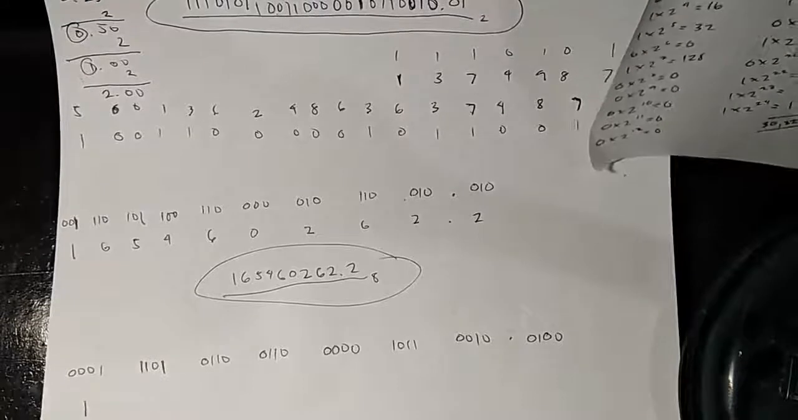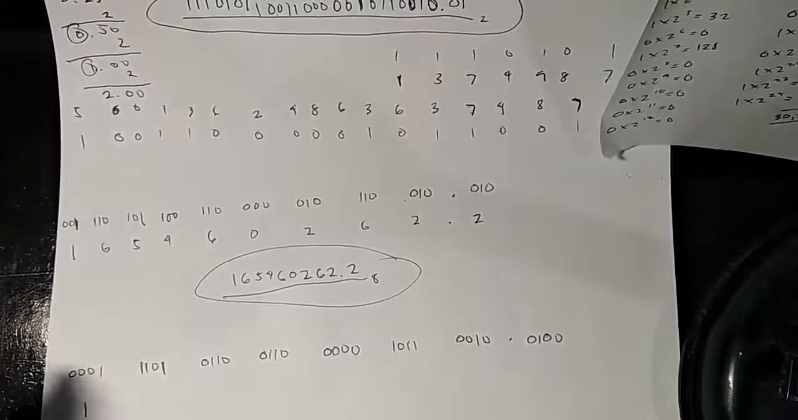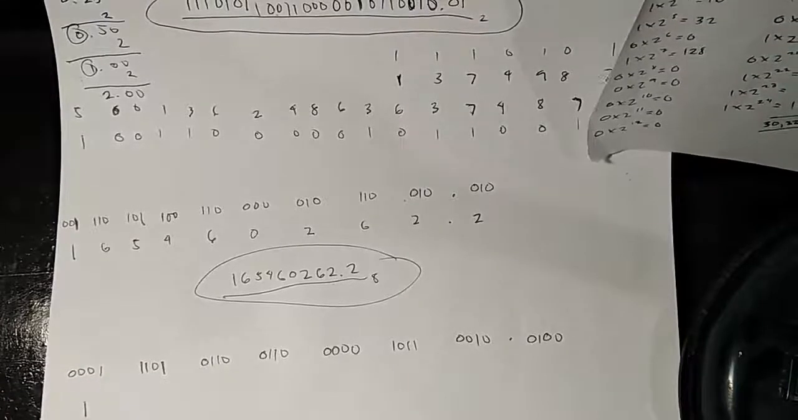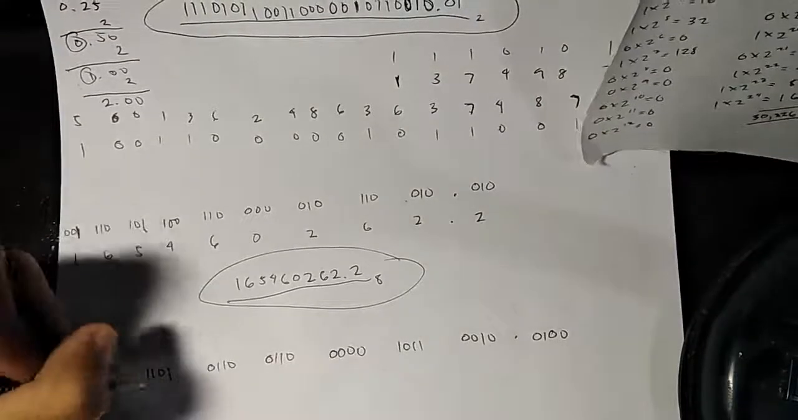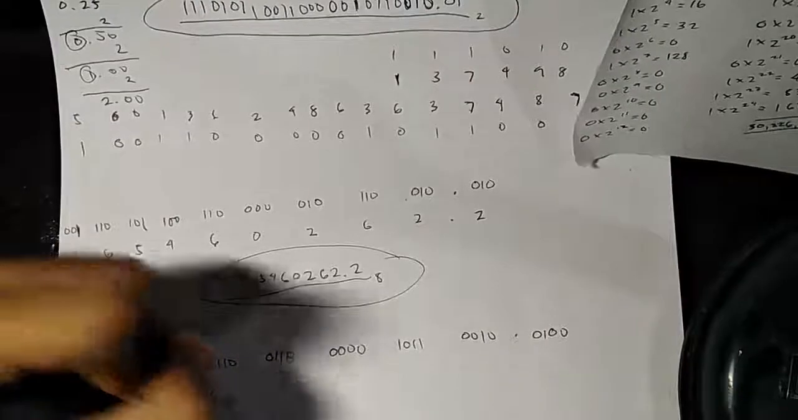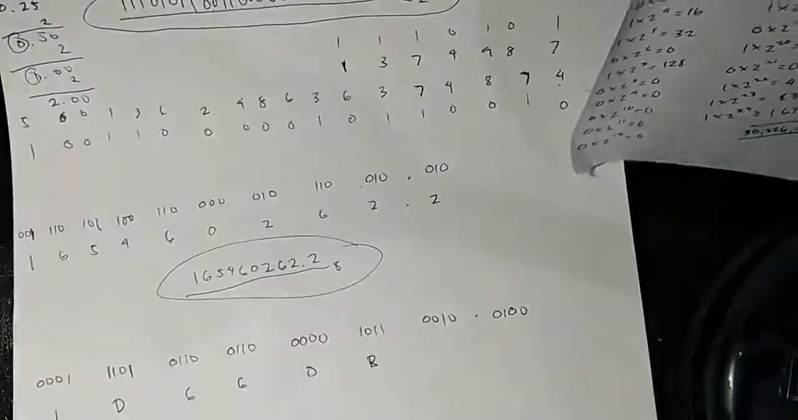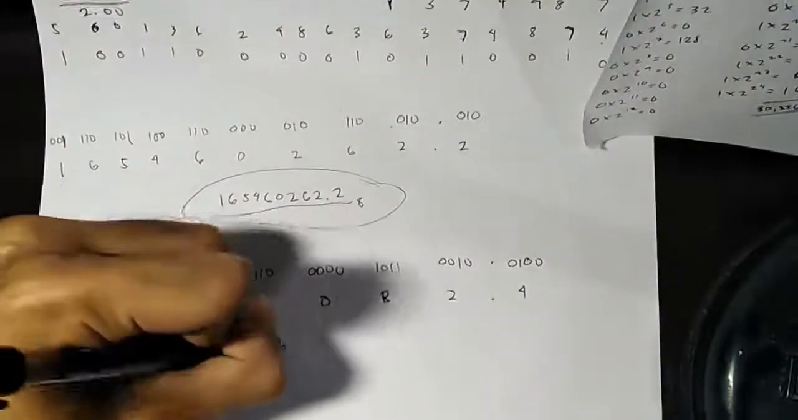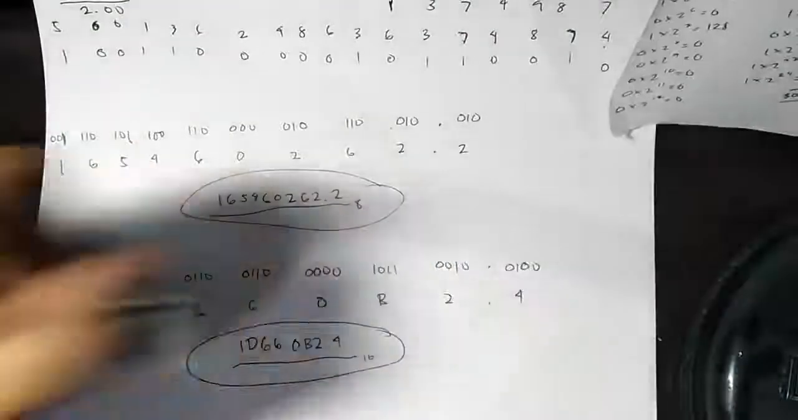So we're gonna assign A as 10, B as 11, C as 12, D as 13, E as 14, and F as 15. Okay, so we have D here, we have 6, we have 6 here, this is a 0, this is a B, okay, this is a 2, and this is a 4. So the final answer would be 1D660B2.4. And this number is in base 16.